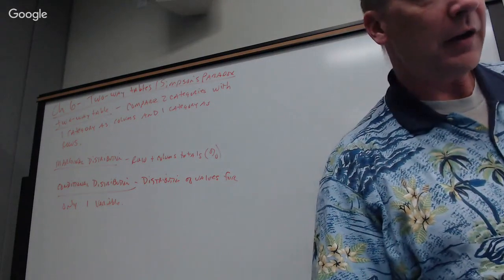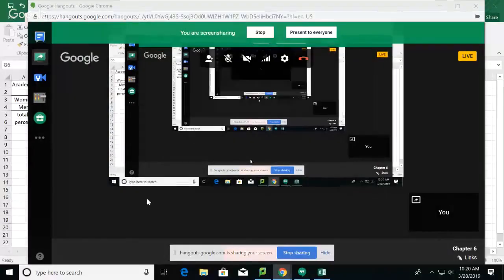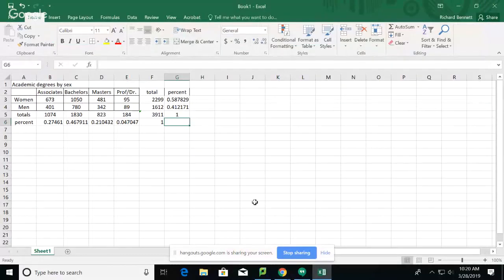So as we go back to our data here, one thing we could say is we could do the conditional distribution for the percent of women with each degree. Didn't mean to center that one. You might want to left justify that one.